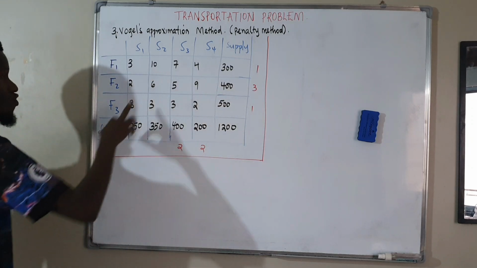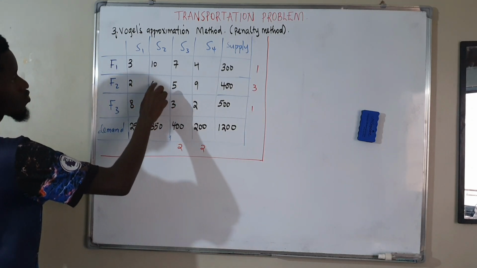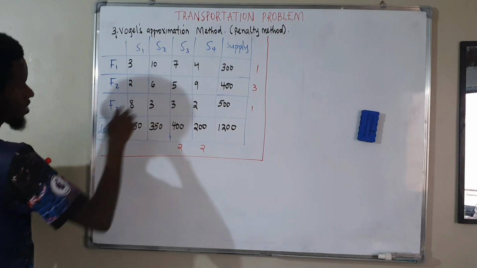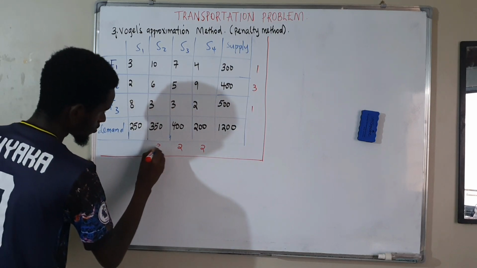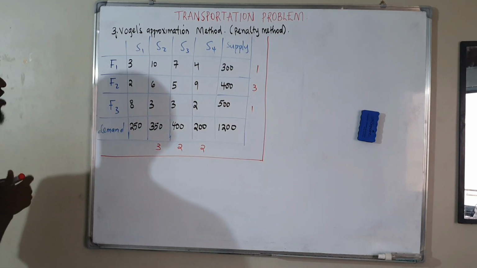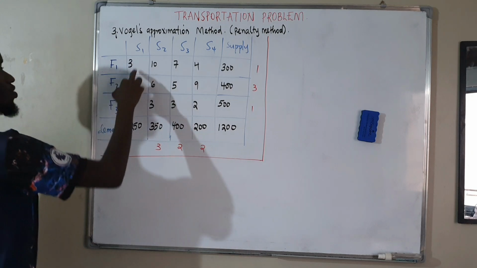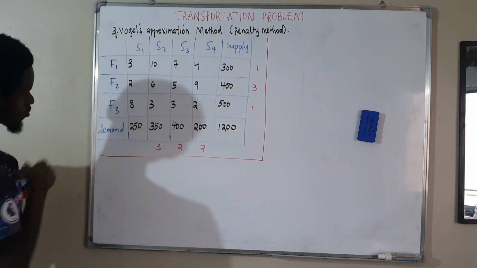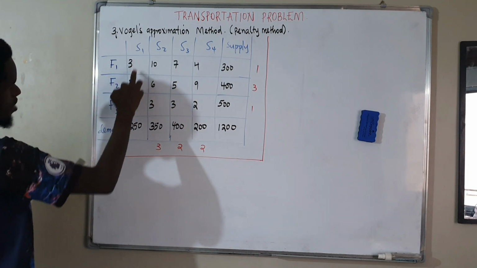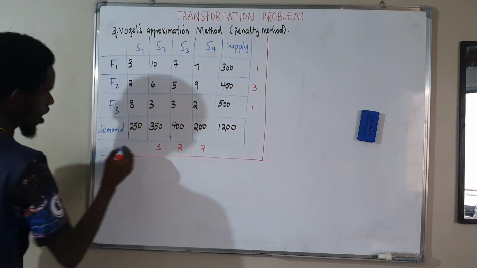Now also here, if we check 10, 6, and 3, these two values are going to be the two least values, and then the difference is going to be a 3. And then lastly, if I check here 3, 2, and 8, the least values are going to be 2 and 3, and the difference is going to be 1.